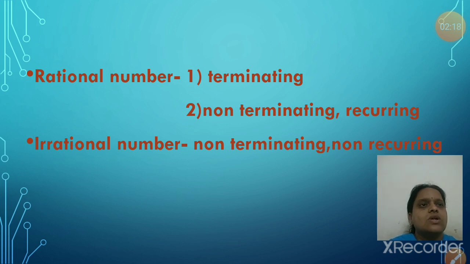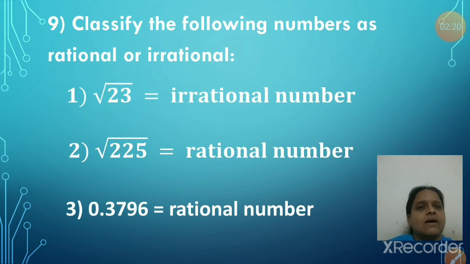So let us see the exercise sum. Question number 9. Classify the following numbers as rational or irrational. The first one is what? Root 23.